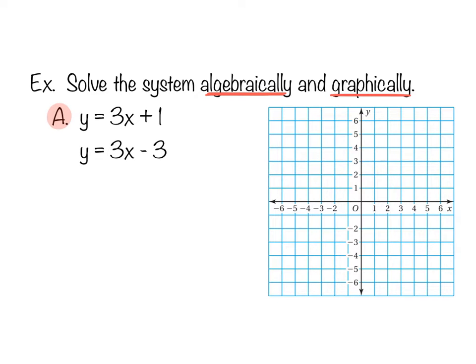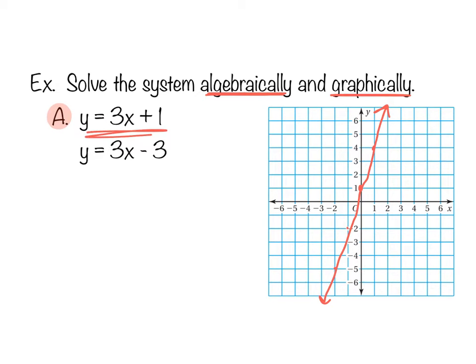So both of these equations are already in slope-intercept form, so they're good to go. The first one has a y-intercept of 1, and it has a slope of rise 3, run 1. So that's going to put us here. Then I can draw a line that goes through those points. And that's our first line.